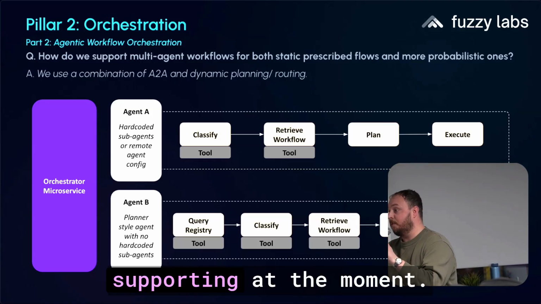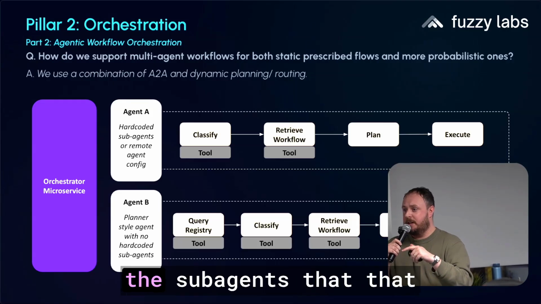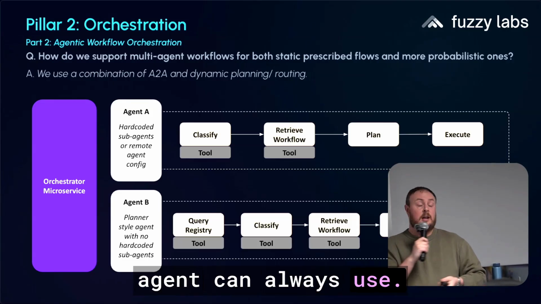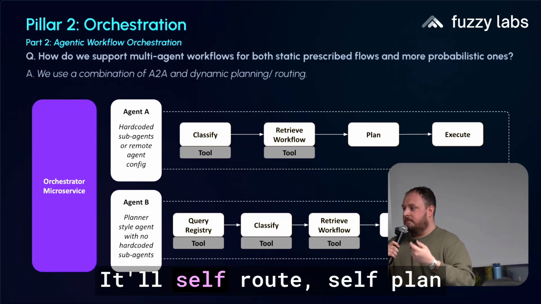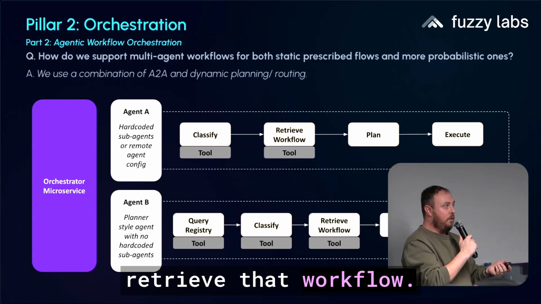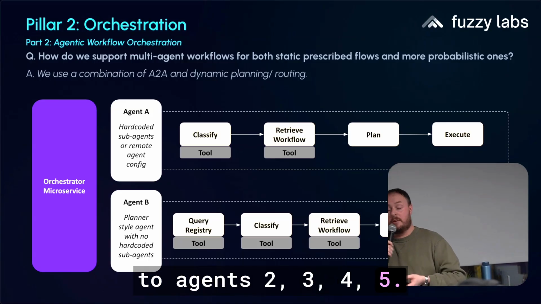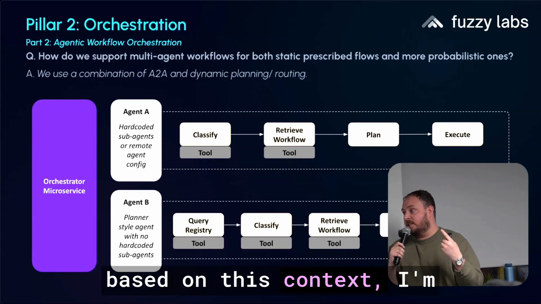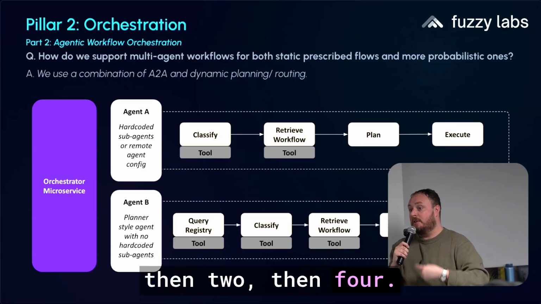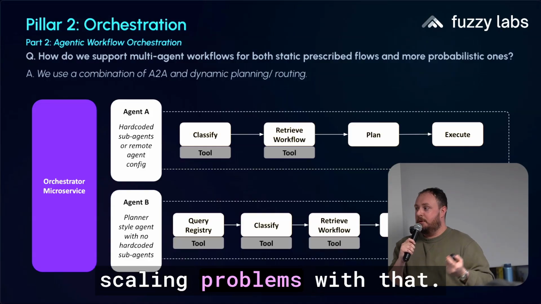There's two mechanisms that we're supporting at the moment. Really simple: if you build an agent, you define the sub-agents that agent can always use. It'll self-route, self-plan based on what is available. So classify, retrieve that workflow, plan. I know that I've got access to agents 2, 3, 4, 5. I'm going to work out that based on this context, I'm going to use agents 3, then 2, then 4. Not going to bother with 5. Which works, but there are scaling problems with that.